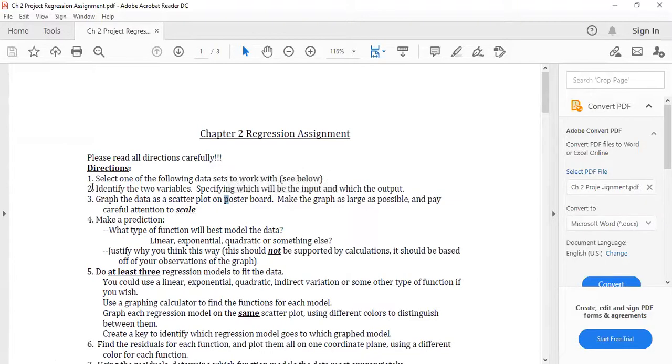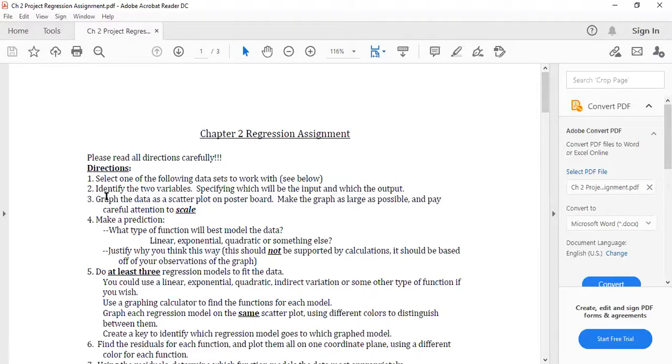Then you're going to clearly identify the 2 variables. What are the 2 variables in the data set? And you're going to specify which will be the input, aka the X, and which will be the output, aka the Y. So you're going to identify the two variables and specify which will be the input and which will be the output, the X and the Y.